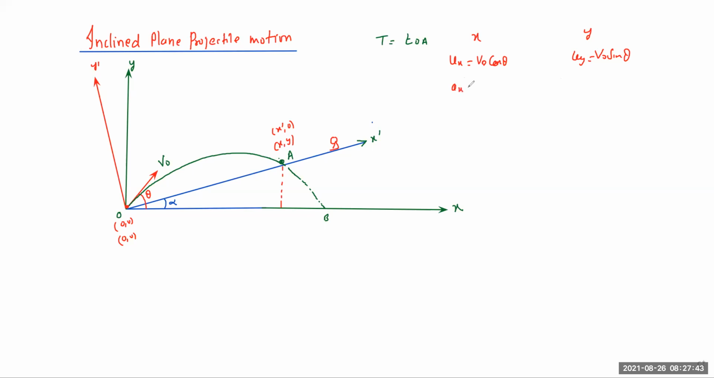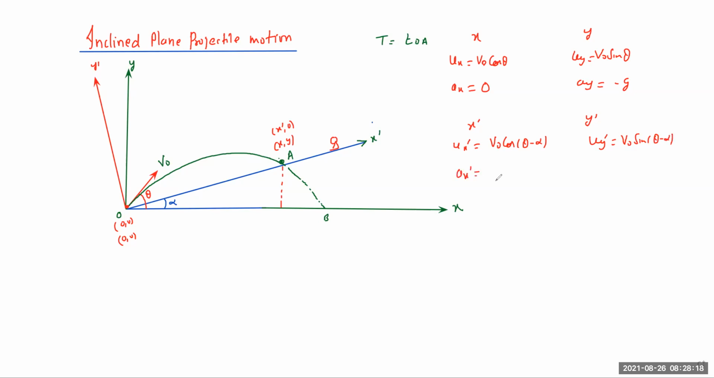Now what is ax? 0. What is ay? Minus g. Now let's do the same thing for x dash and y dash respectively. What is ux dash? So v naught cos theta minus alpha. Very good. And what is uy dash? v naught sin theta minus alpha. Very good.